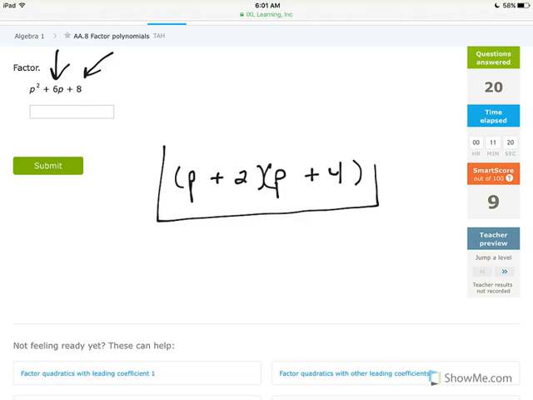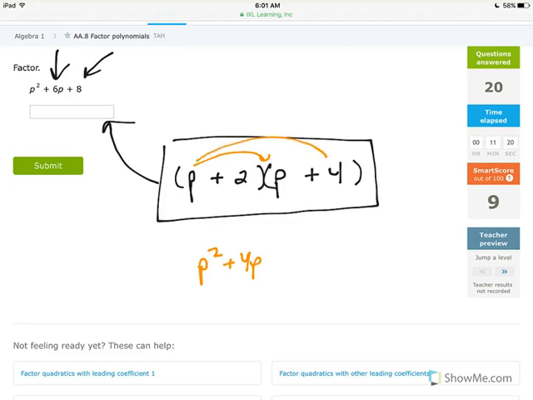term. And as always, double check it by remultiplying if you want to make sure you're right. So p times p is the p squared. P times the 4 is 4p. 2 times the p is your 2p. And 2 times the 4 is 8. So that's going to get us p squared plus 6p in the middle plus 8 for the last term. So it looks like that one checks out.